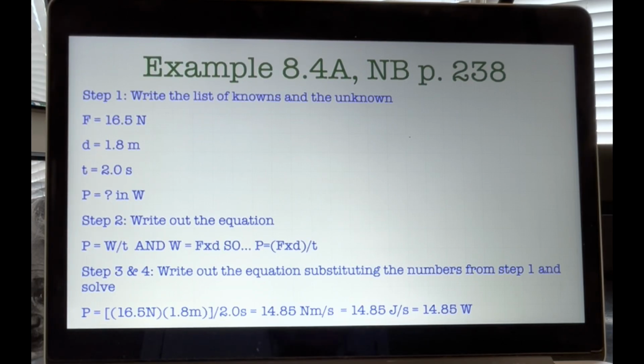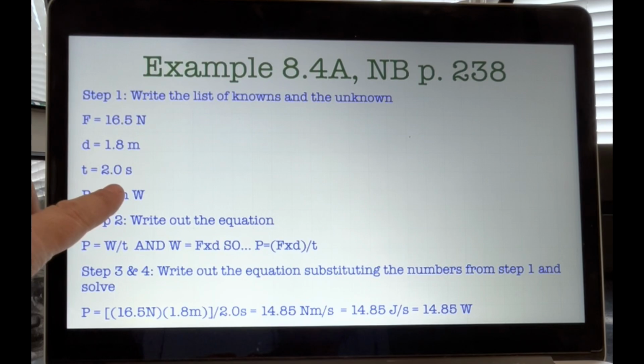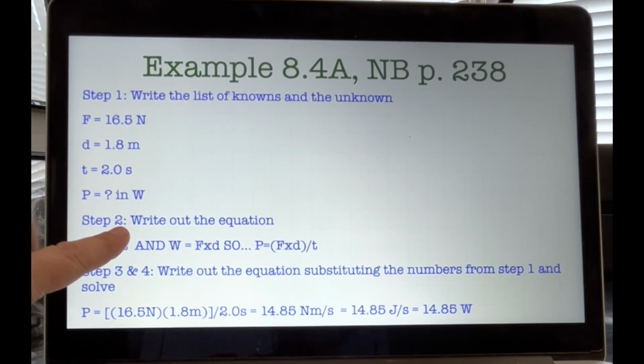All right, example 8.4a. You lift a book from the floor to a bookshelf 1.8 meters above the floor using a force of 16.5 newtons. You lift the book in 2 seconds. How much power in watts did you use? All right, so it told us we used a force of 16.5 newtons, so we have that. It was 1.8 meters above the floor. It took us 2 seconds. How much power in watts?